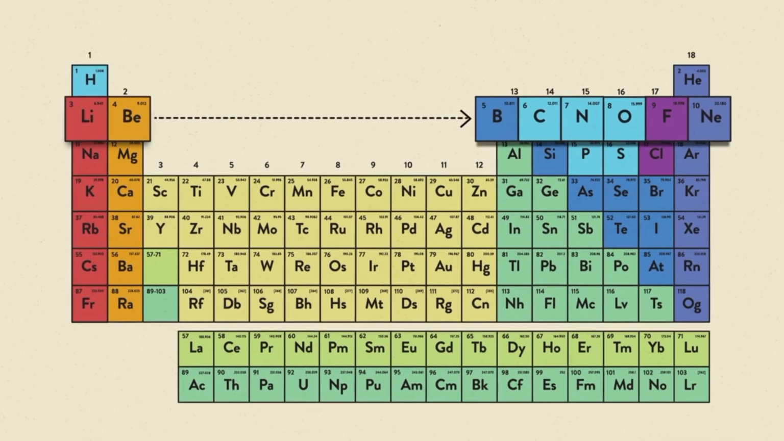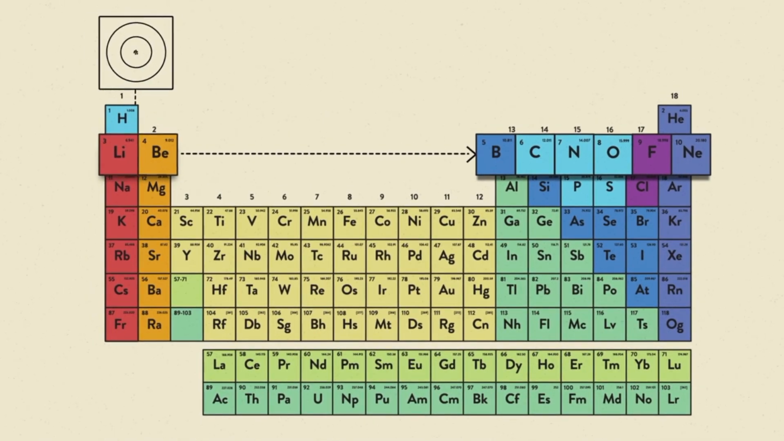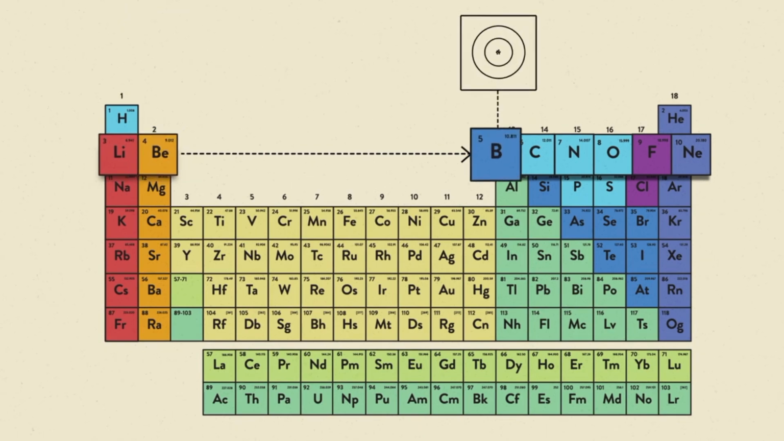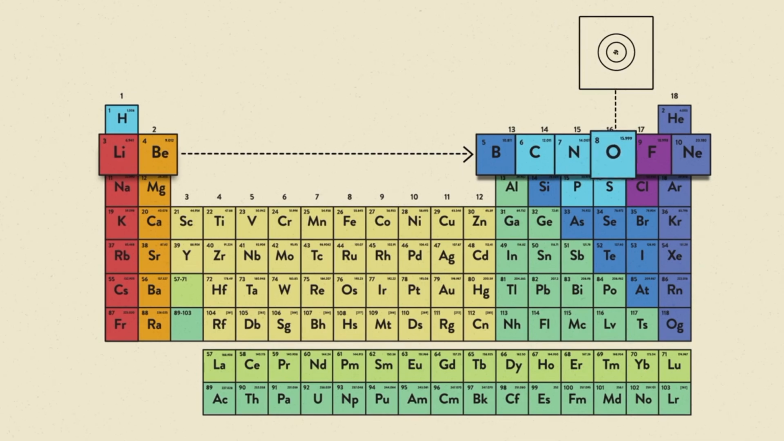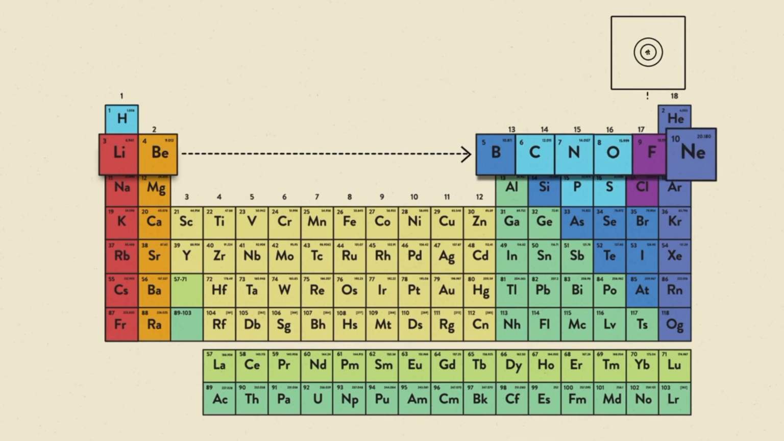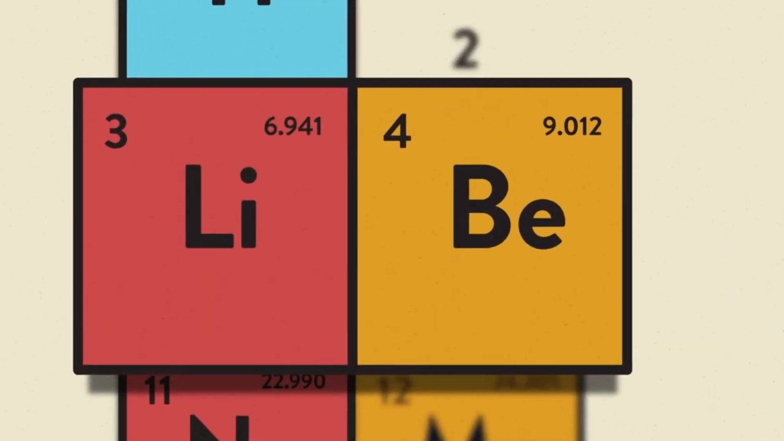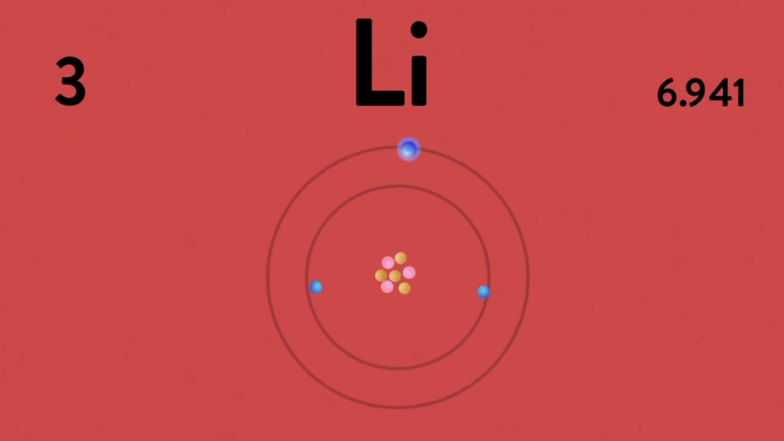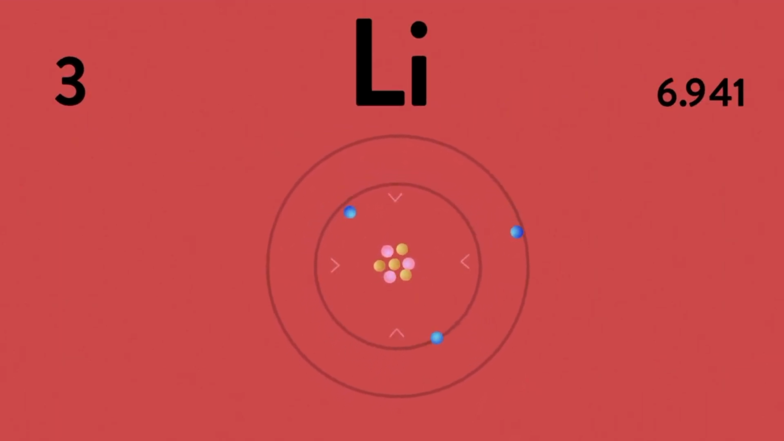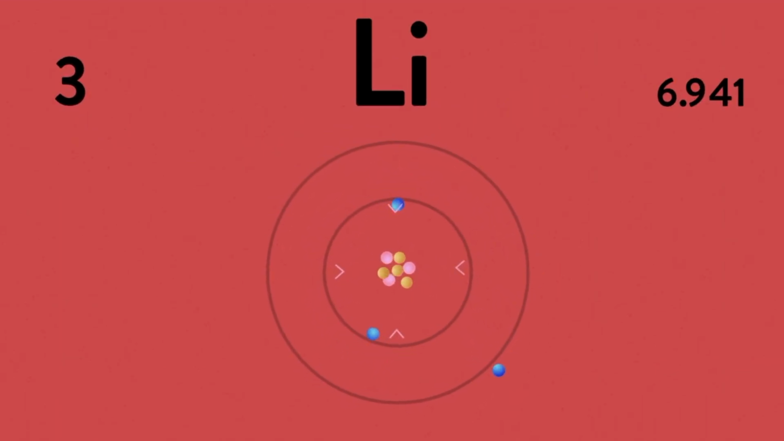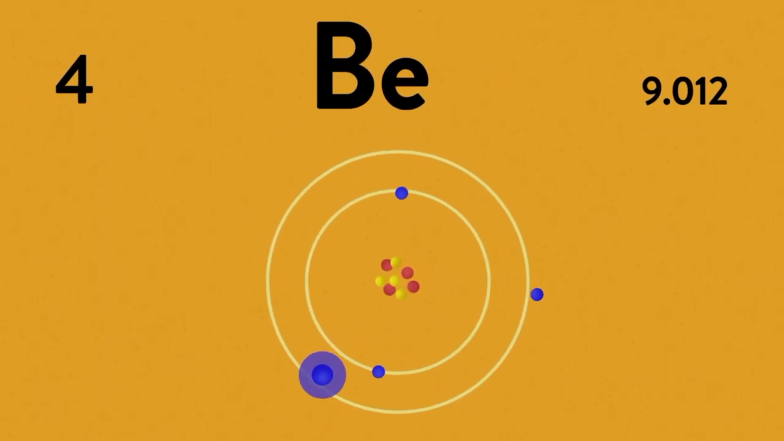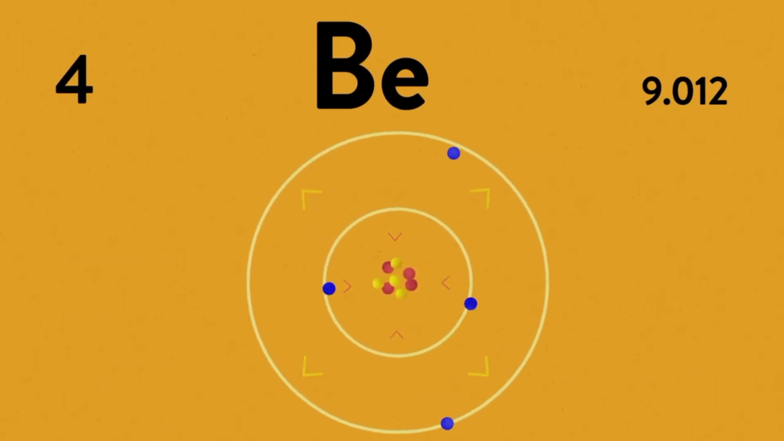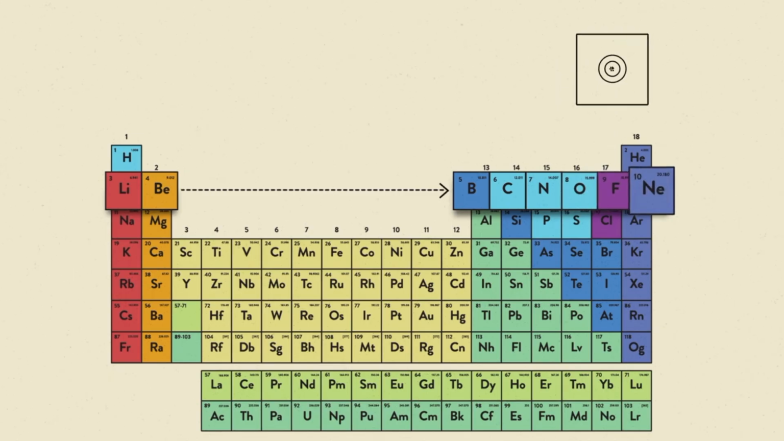First is across a period, left to right, decreasing atomic radius. As we move across a period from left to right, the atomic radius generally decreases. Increased nuclear charge: the number of protons in the nucleus increases, leading to a stronger positive charge. Constant energy level: electrons are added to the same energy level. Effective nuclear charge: the increased nuclear charge pulls the electrons closer to the nucleus, reducing atomic size.